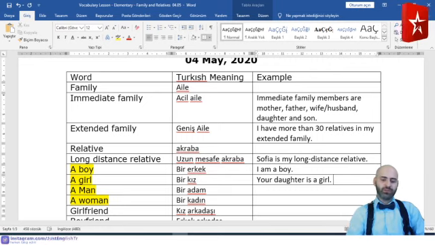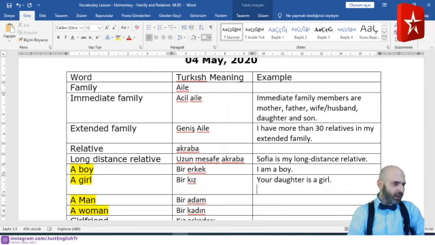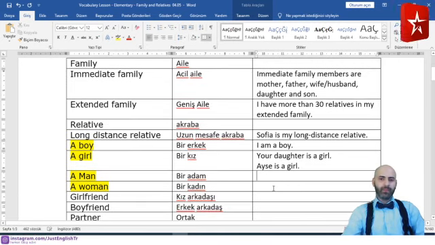Okay, I will write Sultan's sentence as well. Ayşe is a girl. True. Good. Maybe you have some examples for a man or woman, guys. If you can think of a sentence about a man or about a woman, you can also write it.